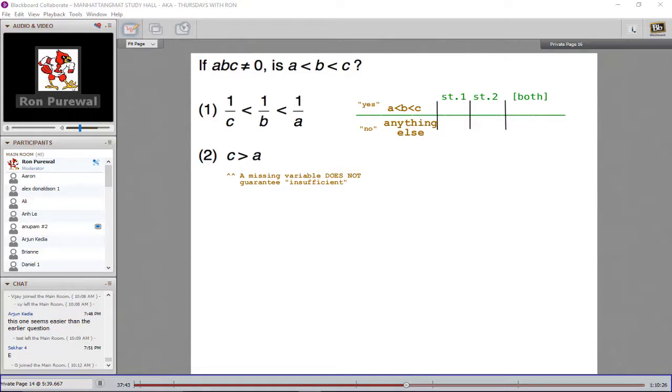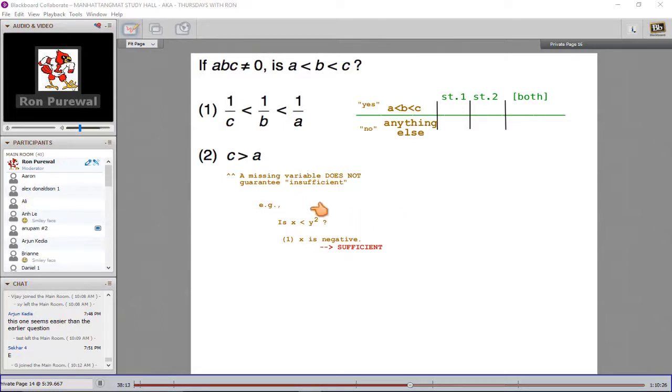Because, for example, if I gave you something like this, is x less than y squared? If I told you that x is negative, this would be sufficient. Give me a smiley face if that makes sense. Even though I'm not telling you anything about y, give me a smiley if you see why that would be sufficient.